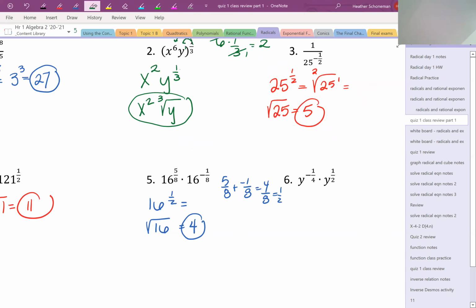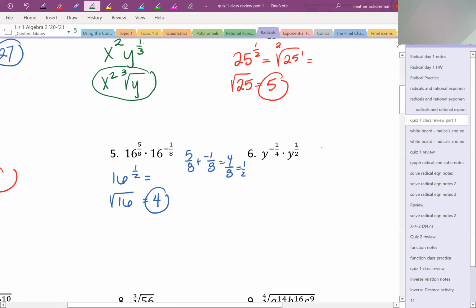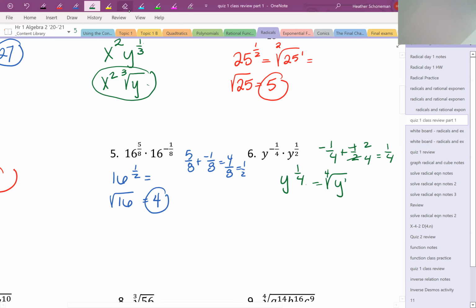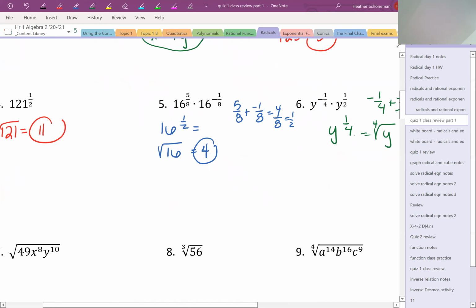Over here on number 6, we're multiplying again. Our bases are the same. The bases are both y. So we never change the base. We just deal with the exponents. Since it's multiplying, we're going to add the exponents. So I have negative 1/4 plus 1/2. My common denominator is 4. So negative 1/4 and 2/4 would be positive 1/4. So I have y to the 1/4. To the 1/3 power, it was the cube root. To the 1/2 power, it was the square root. So to the 1/4 power, it's the 4th root. Technically the numerator is right here, but when the exponent is 1, we don't need to write it.